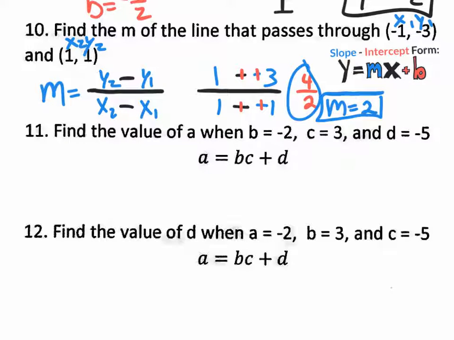The reason why we're reviewing this on the class opener is because it's a skill that you're going to need on this lesson right here, writing slope-intercept form equations. So let's move on to number 11.